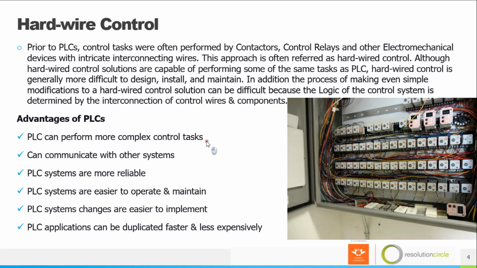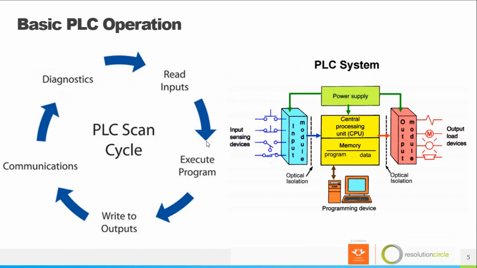Hence, we have PLCs. PLCs can perform more complex tasks. PLCs can communicate with other systems. PLC systems are more reliable. PLC systems are easy to operate and maintain. You can implement changes easily, and PLC applications can be duplicated faster and less expensively.